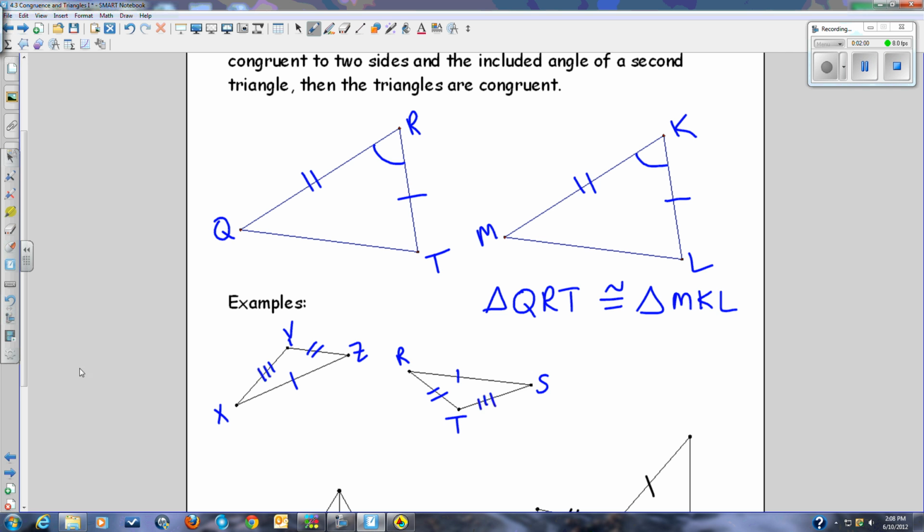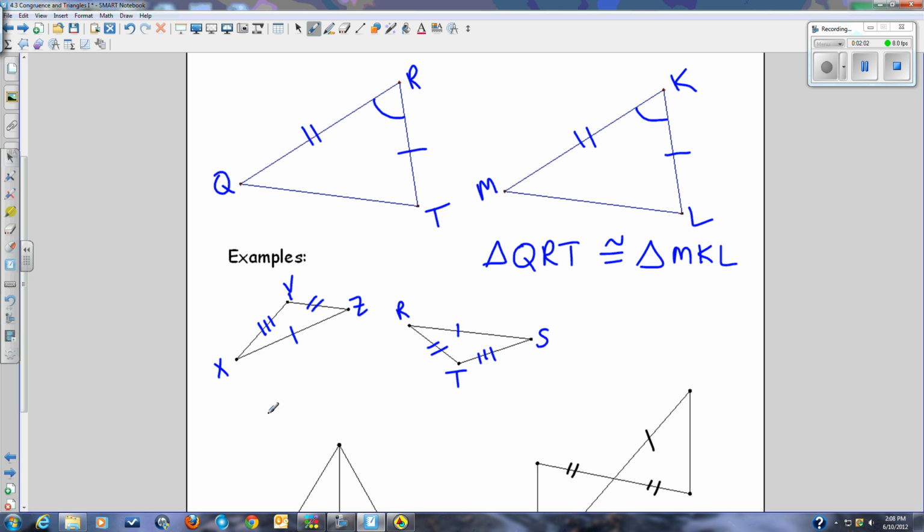Now let's look at these examples that follow. What I'd like you to do is to state whether or not these triangles are congruent, and if so, why. Well, it looks like we have all of the corresponding sides congruent to each other. XY is congruent to TS, XZ is congruent to RS, and ZY is congruent to RT. So those are congruent by side, side, side.